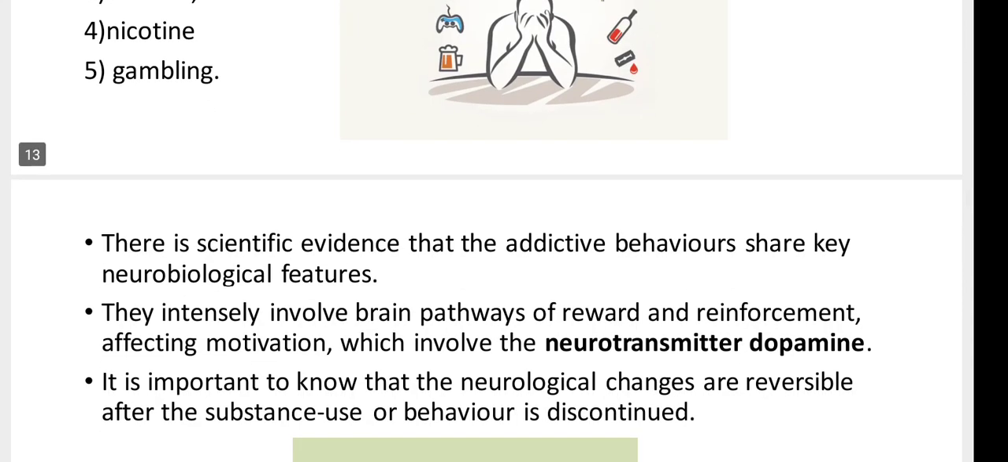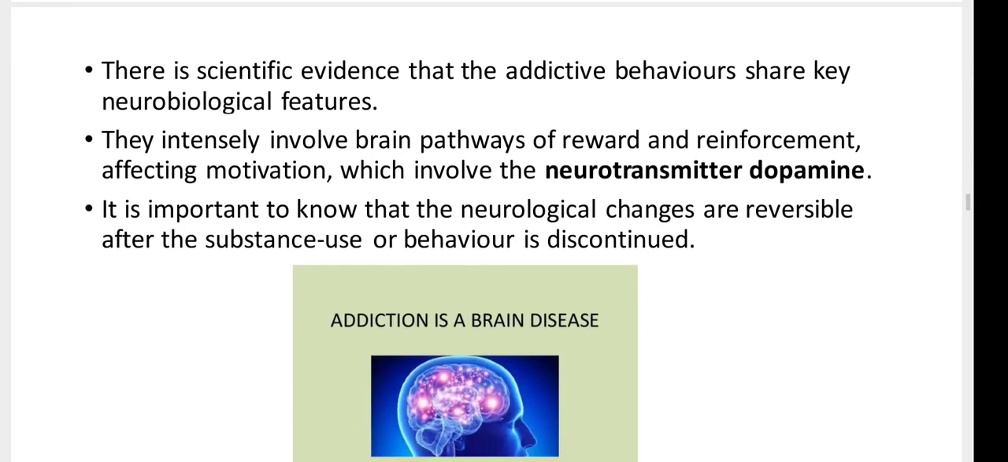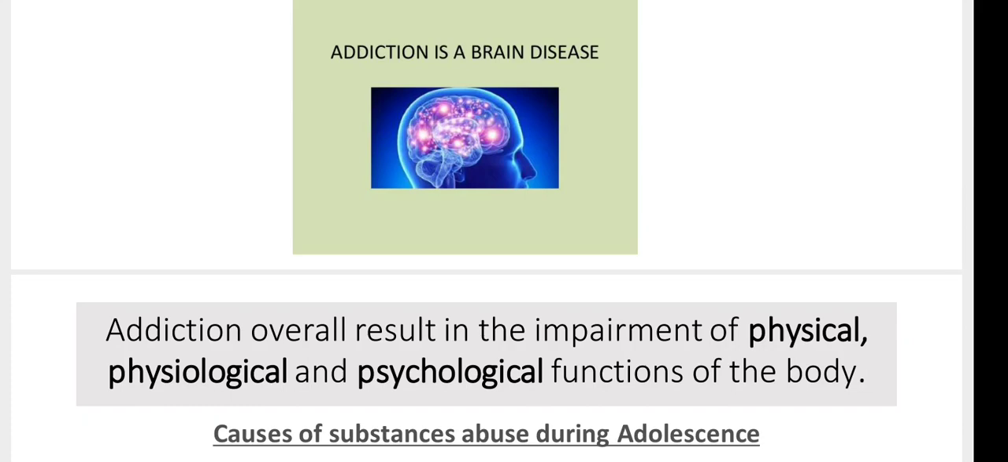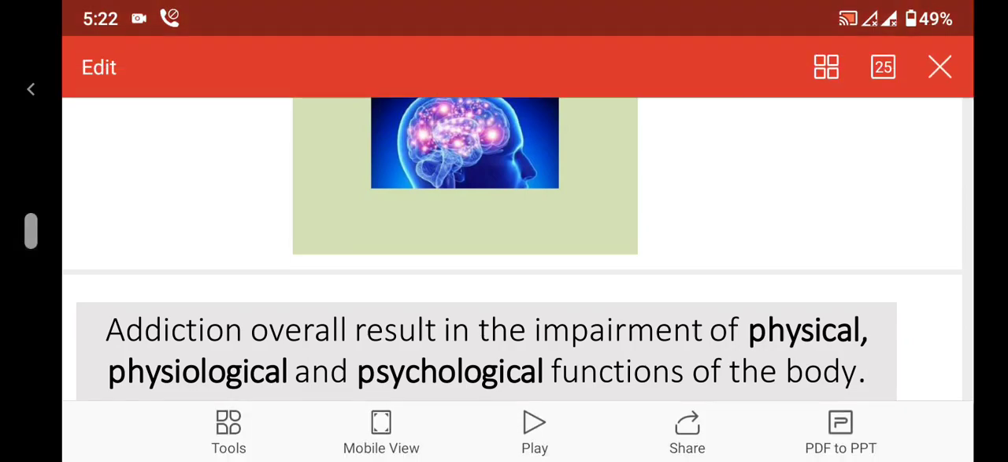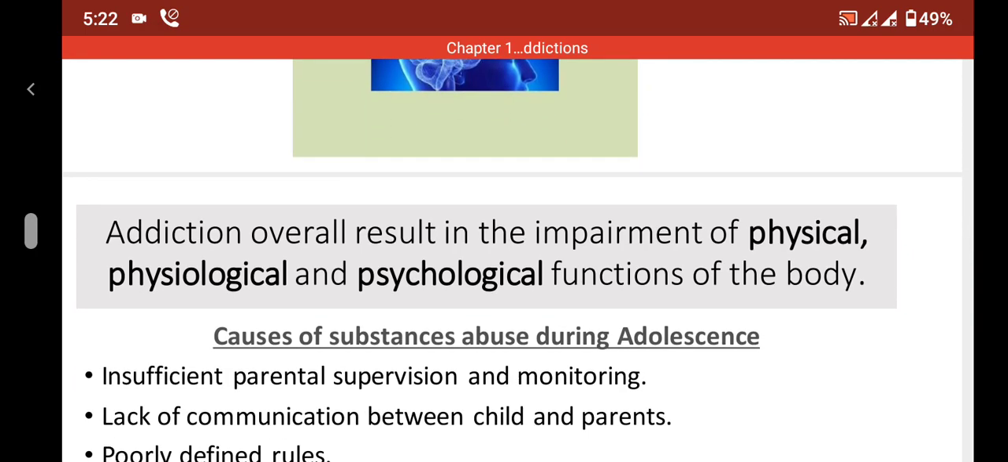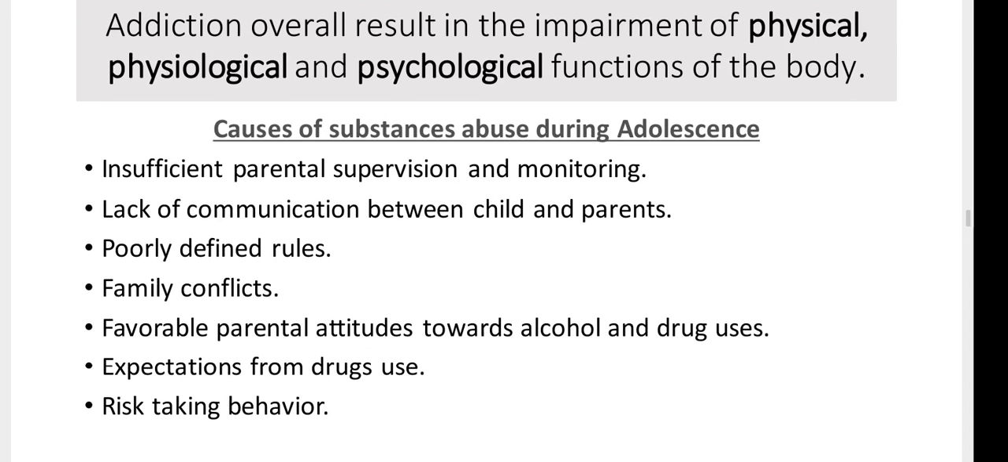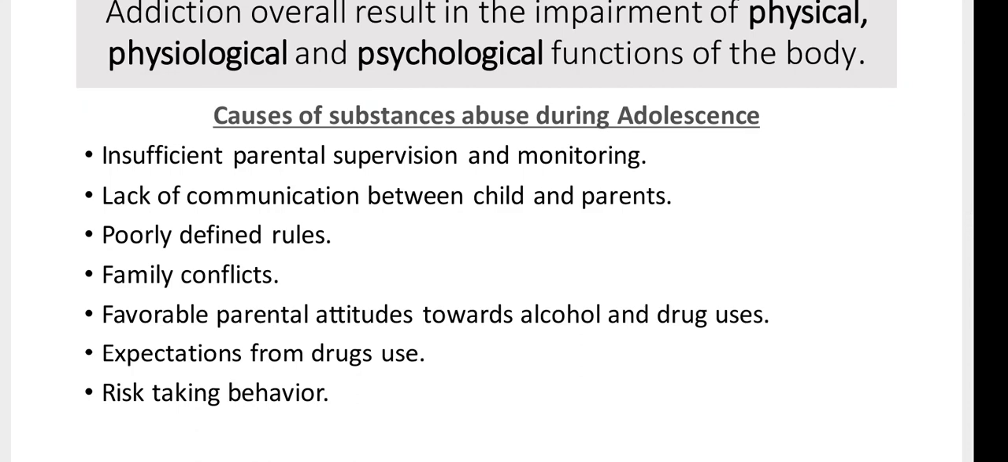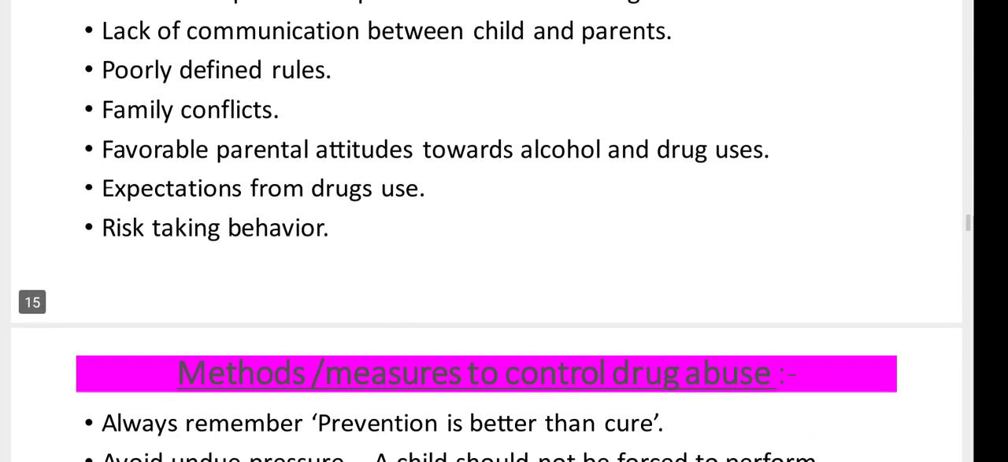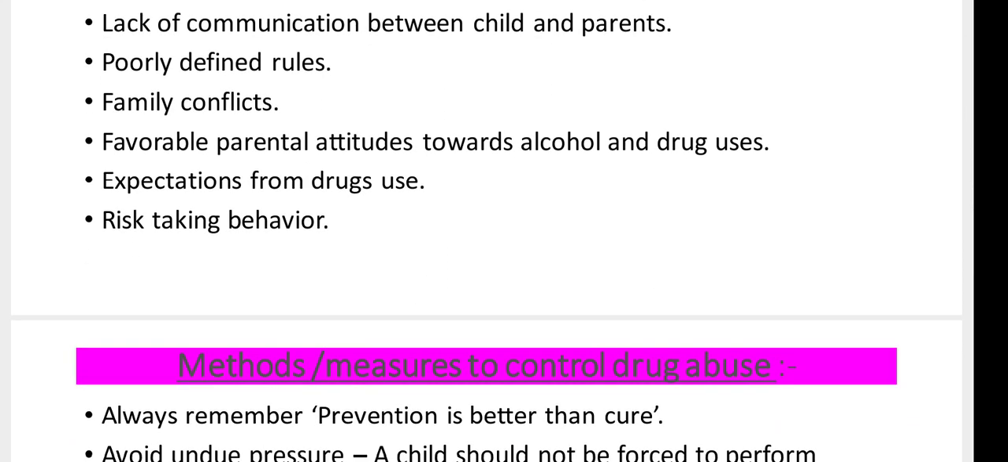The scientific evidence shows that addictive behaviors share key neurobiological features. Basically, addiction is a brain disease. Addiction overall results in the impairment of the physiological functions of the body. Different causes are given, like insufficient parental supervision and monitoring, lack of communication between the child and parents, poorly defined rules, family conflict, then favorable parental attitude toward alcohol and drug use, expectation from drug use, risk-taking behavior, etc.